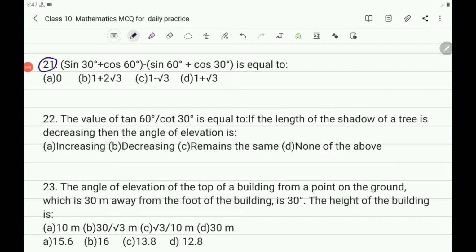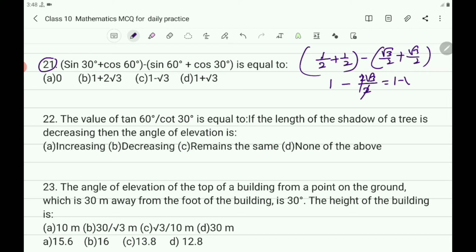Now question number 21. Sin 30 plus cos 60 minus sin 60 plus cos 30 degree. Here sin 30 is 1 by 2, plus cos 60, cos 60 is also 1 by 2, minus sin 60, sin 60 is root 3 by 2, cos 30 is root 3 by 2. Then 1 by 2 plus 1 by 2, that is half plus half, 1 you will get, minus root 3 by 2 plus root 3 by 2. LCM is here 2. So it becomes 2 root 3. Root 3 plus root 3 is 2 root 3. Cancels. What you will get? 1 minus root 3. So what is the answer here? Answer is 1 minus root 3. That is option C.